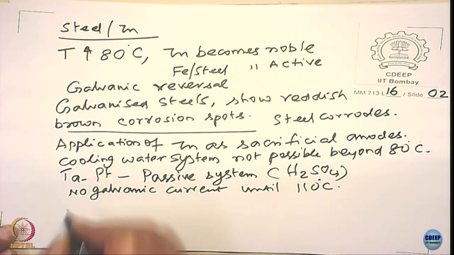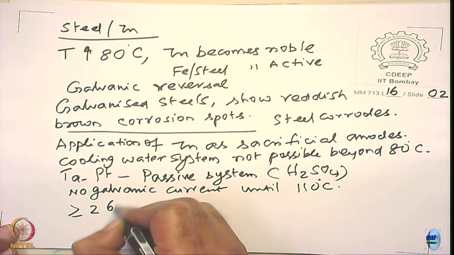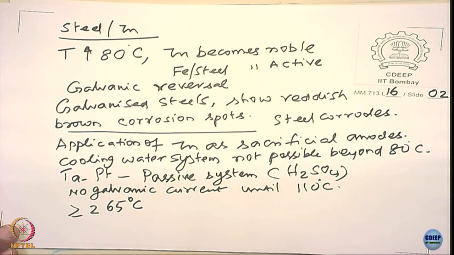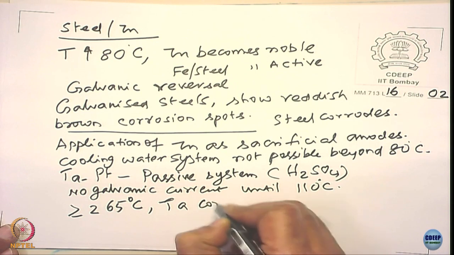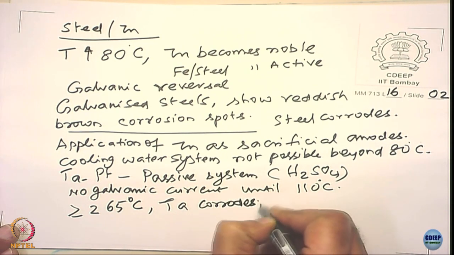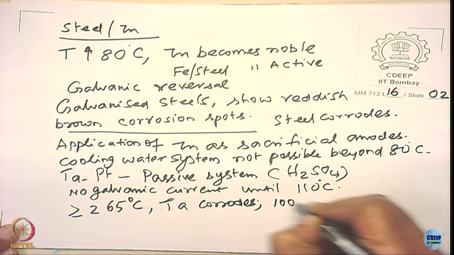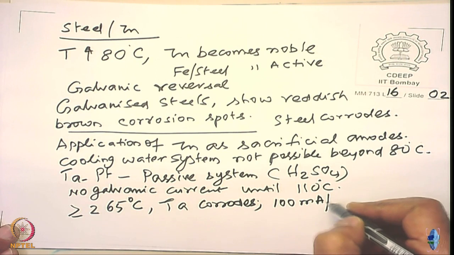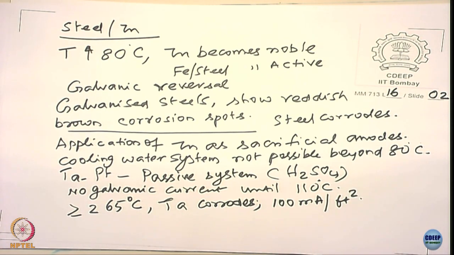But if you raise it to 265 degrees Celsius or above, tantalum corrodes, and you will see a galvanic current of about 100 milliamperes per square foot. The tantalum turns into an active metal. The galvanic corrosion was not operating at all before.